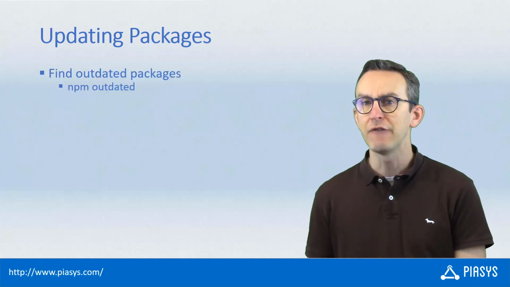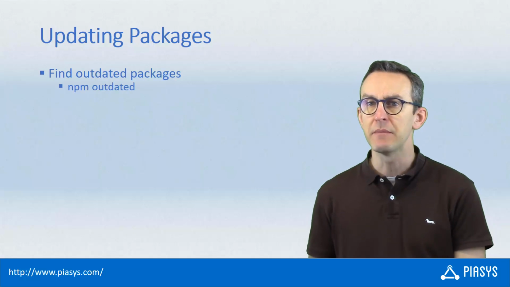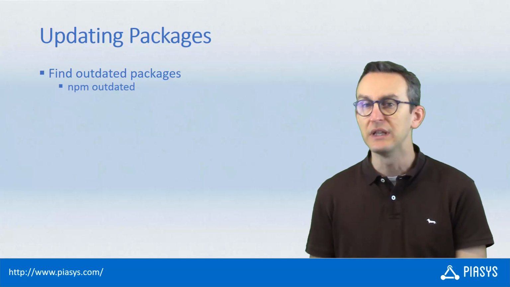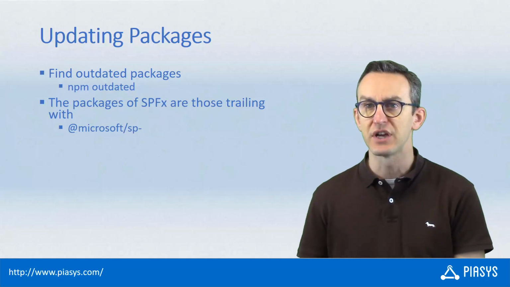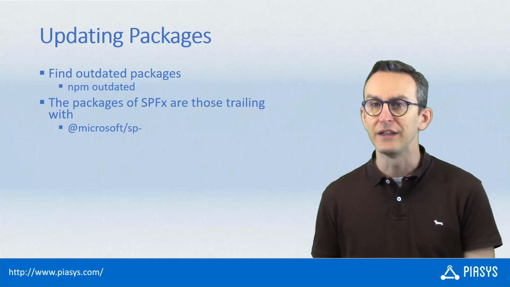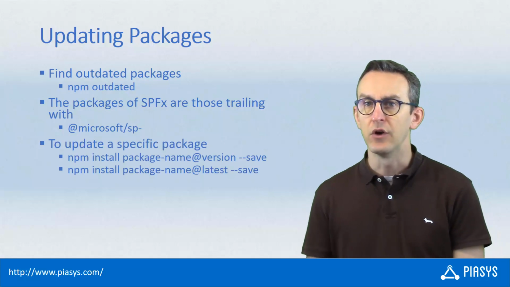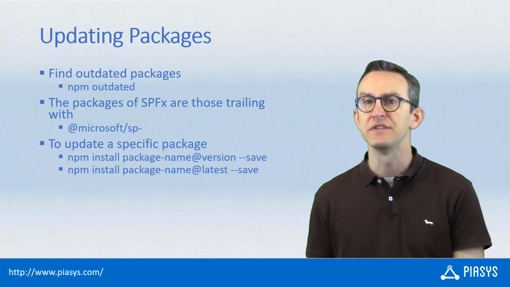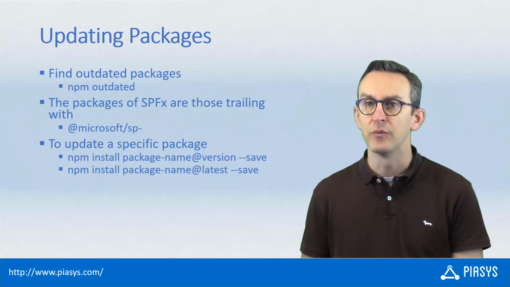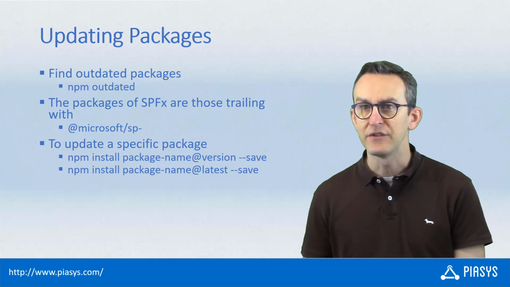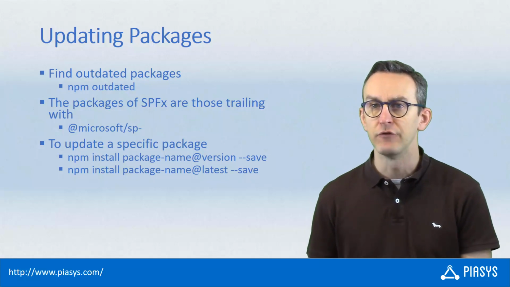From an SPFx perspective, if you want to update your solution in order to use the latest version of the SharePoint Framework, you will have first of all to use the npm outdated command to see what are the outdated packages that you have. And those with a name @microsoft/sp- will be those related to the SharePoint Framework. You can always update them using npm install, targeting the latest version, and saving with --save argument those packages as a reference in the package.json file of your solution.